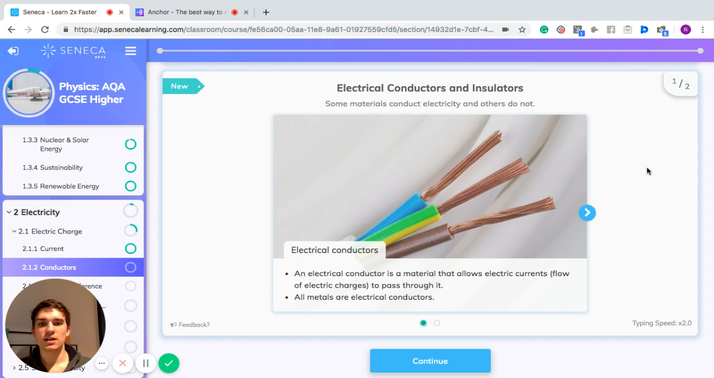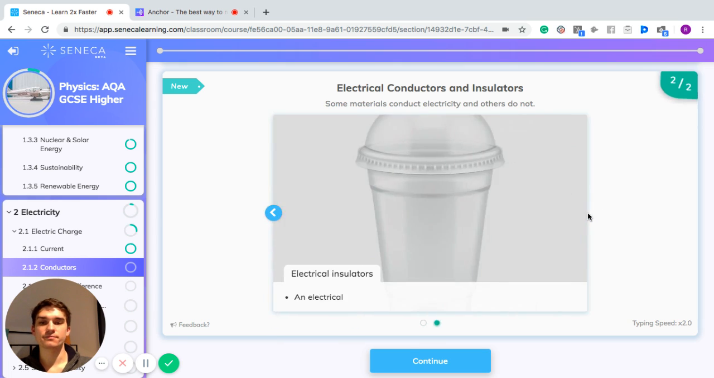Now, an electrical conductor is a material that allows electric currents, which is just a flow of electric charges, to pass through it. And all metals are electrical conductors.